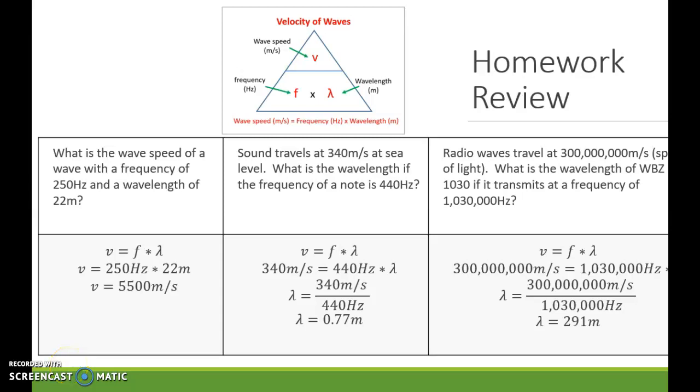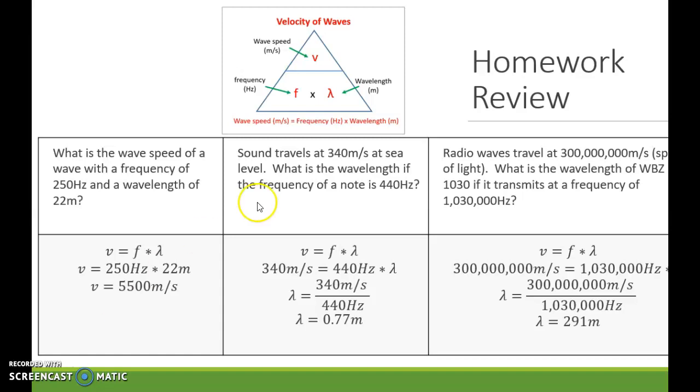Hi guys, today I just want to go over the Doppler effect, and also I want to go over the homework from last cycle. It was on wave speed calculations, and there were three questions, and these are the three answers and how to do it.